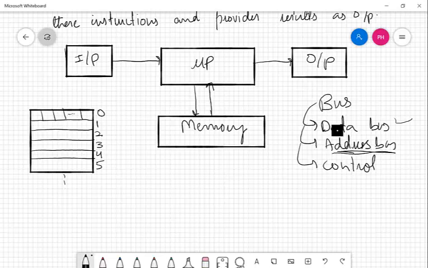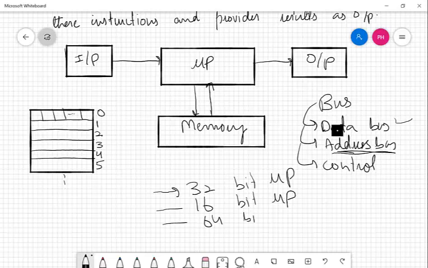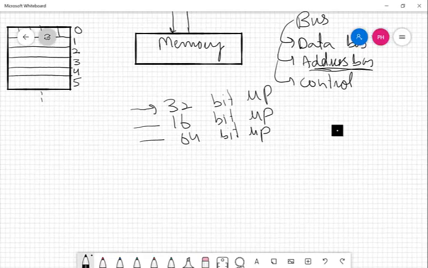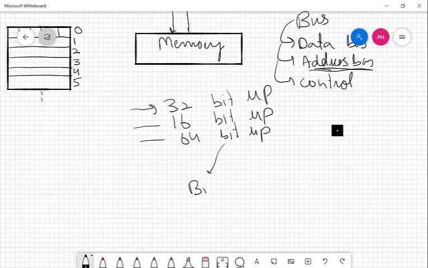So one thing, we often have heard about a term or a phrase that this is a 32-bit microprocessor, or this is a 16-bit microprocessor, or this is a 64-bit microprocessor. First of all, what's a bit? It's actually a short form of binary digit.